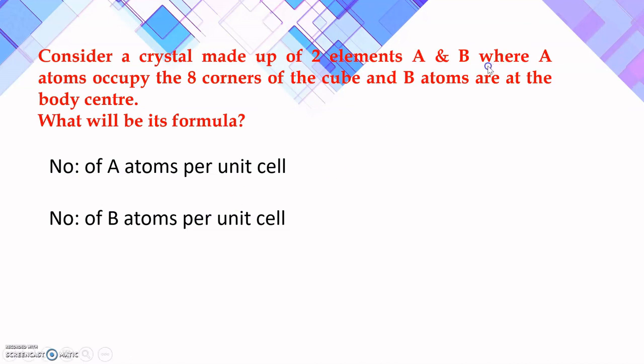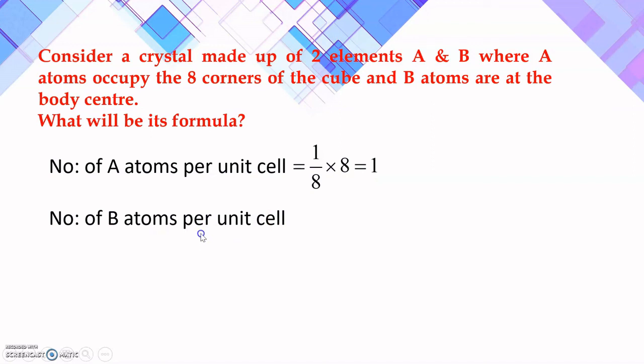In the question, it is given that A atoms occupy corners of the cube. All the 8 corners of the cube are filled by A atoms. We know each corner atom contributes 1 by 8 to the unit cell. Therefore, number of A atoms per unit cell will be equal to 1 by 8 into 8, that is equal to 1.